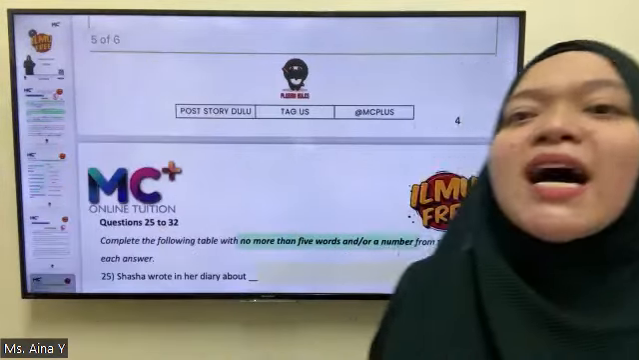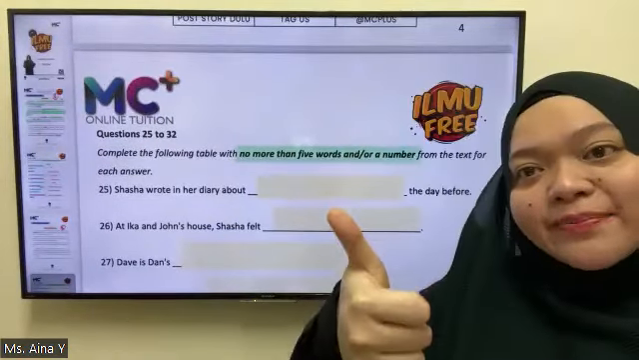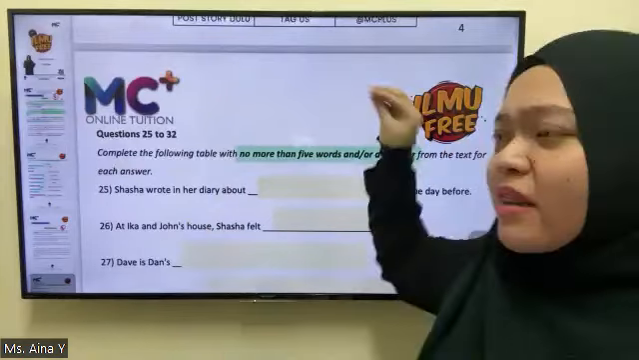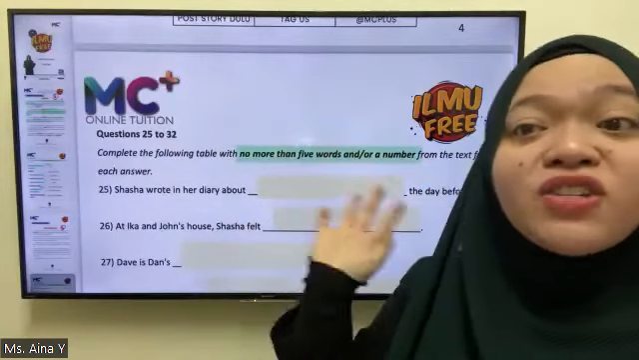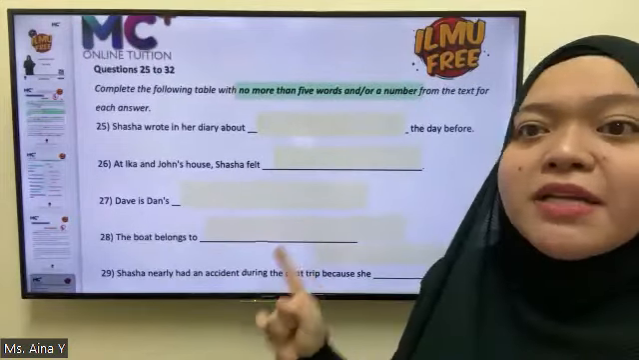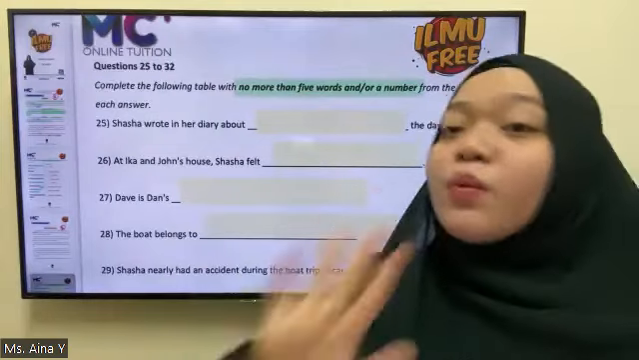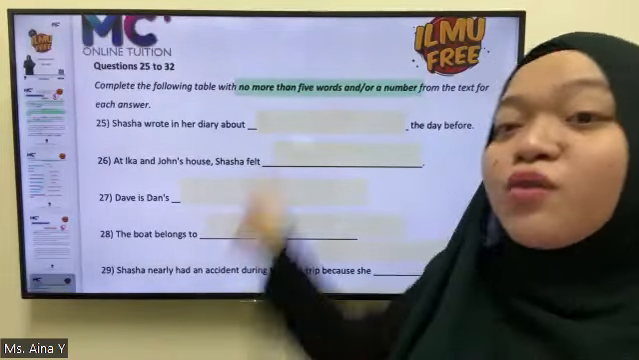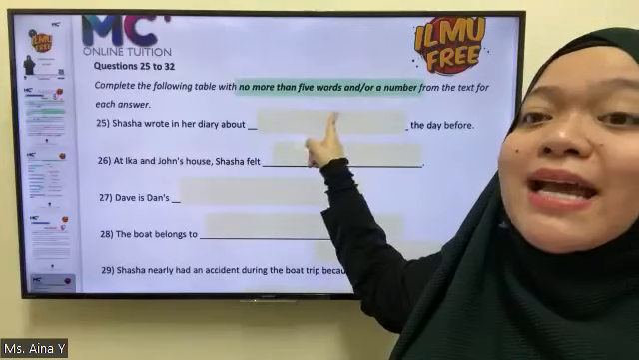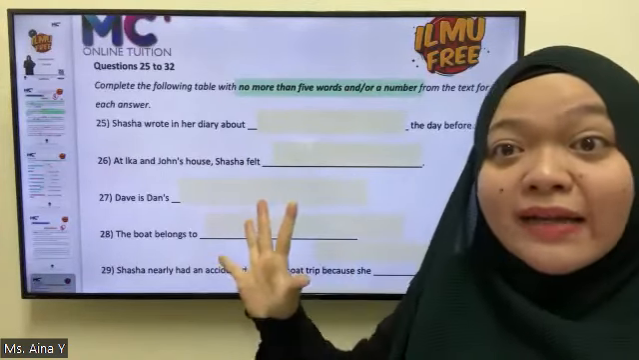You ready to go through the questions together tomorrow? Remember, this is the second information transfer. The second part usually asks you to answer the questions with no more than 5 words. So be careful, always make sure that you read the instruction. Does it want 3 words or 5 words?